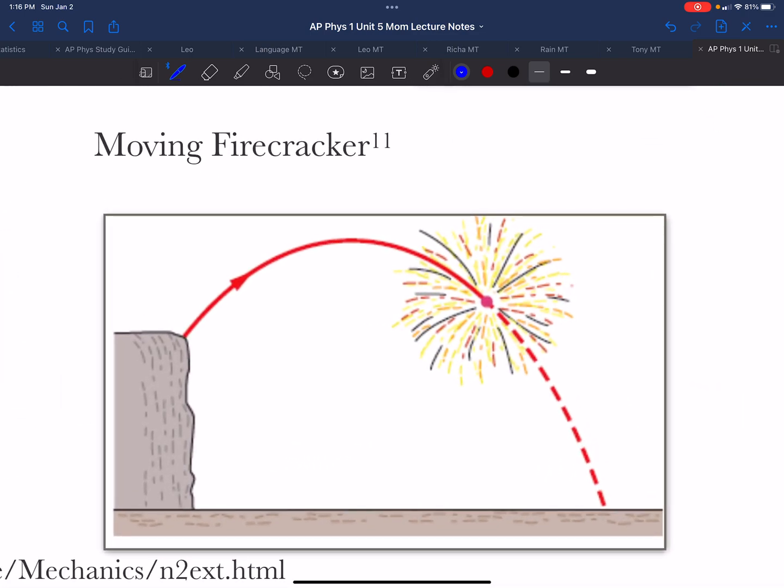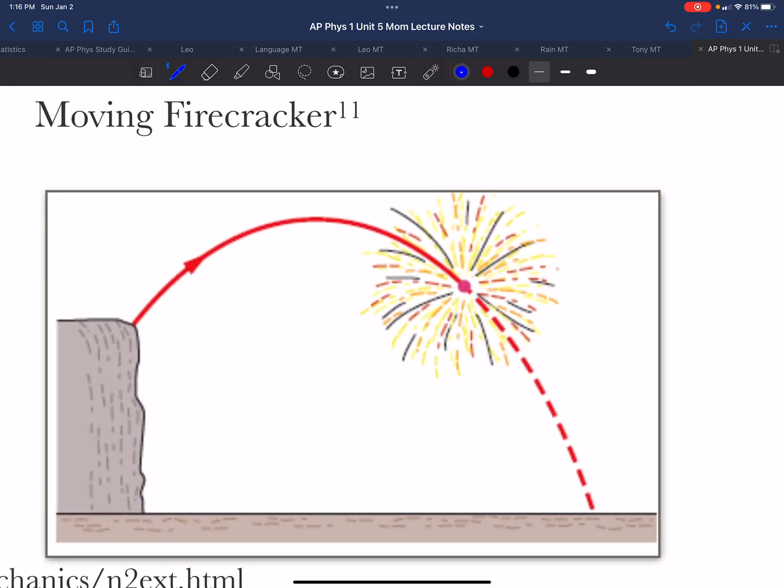Now let's take this further. We know how these two-dimensional type projectiles go. So we have a firecracker that is fired like so. The center of mass, represented by the red dots, is moving along this path. It's a projectile. Now, while it's moving along, it explodes.